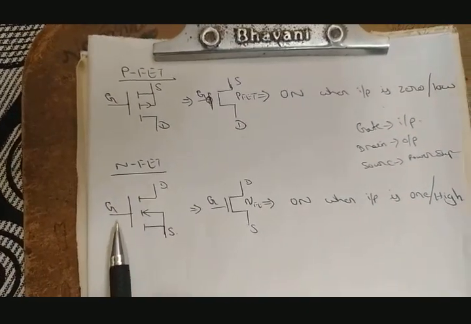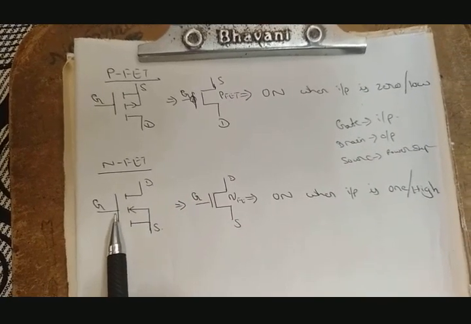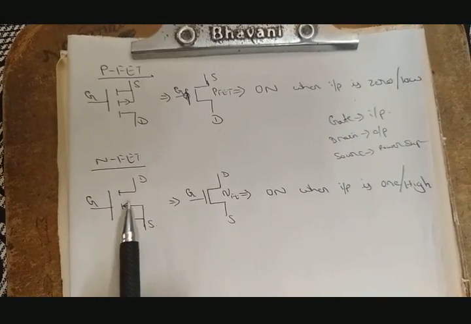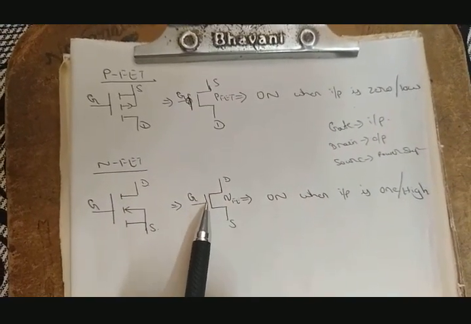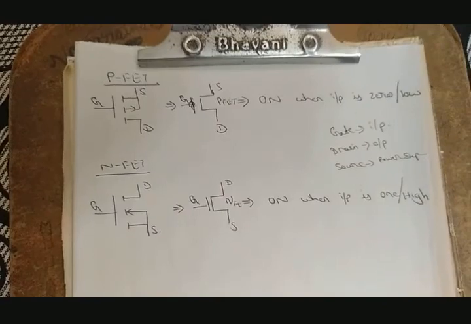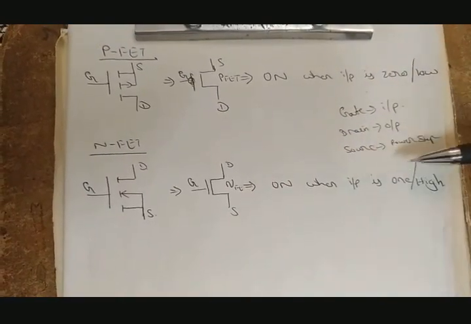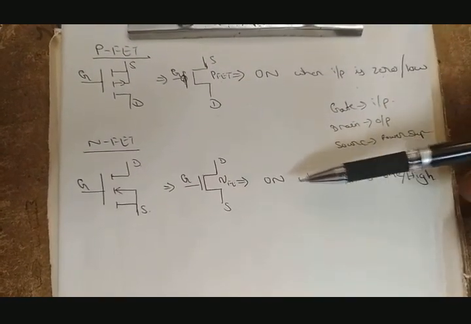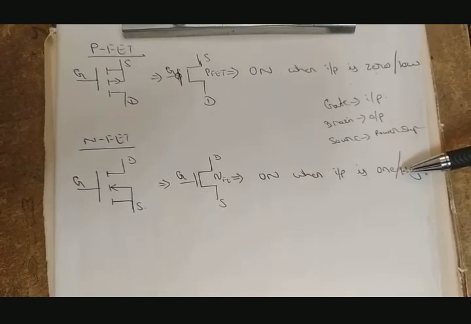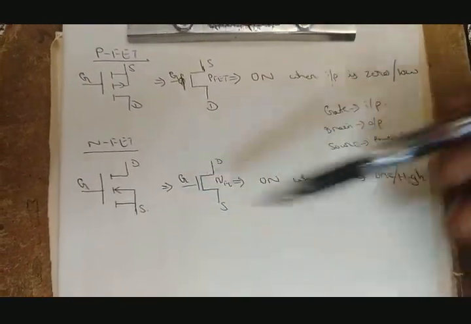Next, the same pattern for NFET. If the flow of direction is inside towards the gate, the flow of electrons, then it is known as an N MOSFET. In the same pattern, NFET is represented with the gate without a bubble. If there is no bubble, then it is acting as an NFET, and the NFET is on when the input is 1. So PFET is on when the input is 0, and NFET is on when the input is high. We give the input at the two gate regions.